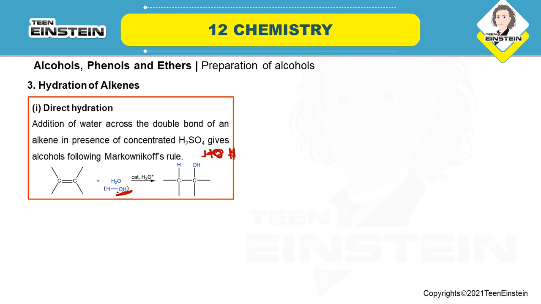Fine. And here H3O+ is mentioned, that is hydronium ion, that is acidic condition. And for creating acidic condition we use concentrated H2SO4. And remember, it follows Markovnikov's rule. Now what is Markovnikov's rule? We will come to that point in this slide only.